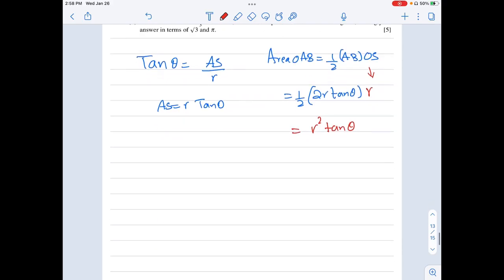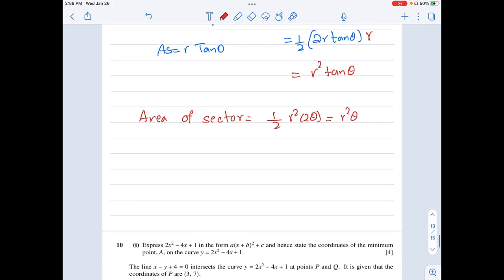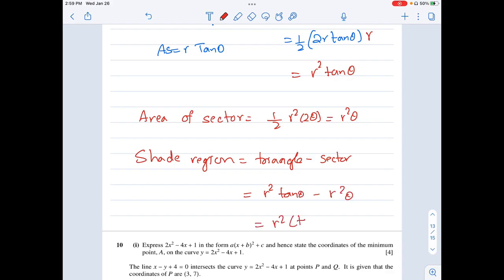Now area of the sector. Area of sector will be half R square theta. What is the theta? 2 theta over there, so it becomes R square theta. So area of the shaded region will be now area of the triangle minus area of the sector. Triangle is R square tan theta minus sector is R square theta. So take R square common, tan theta minus theta.